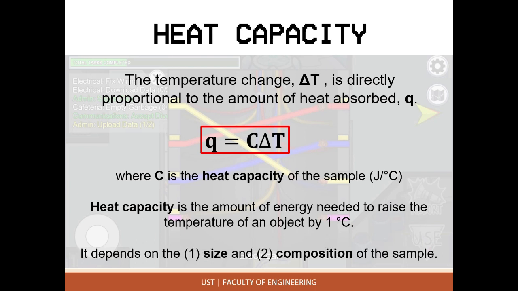This quantity depends on the size. Of course, the larger the size, the higher the amount of energy required to raise its temperature by 1 degree Celsius. And it also depends on the composition. Objects with the same size but with different composition, for example, one is made from carbon and the other is made from copper, their heat capacity will differ.